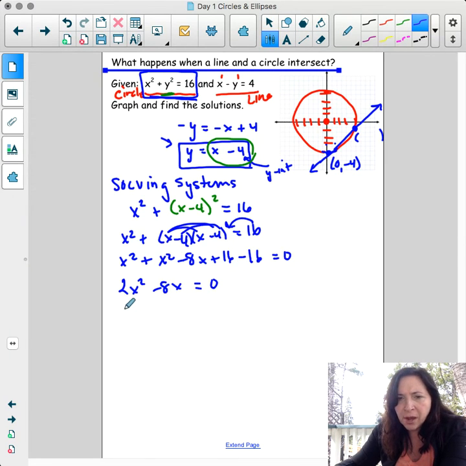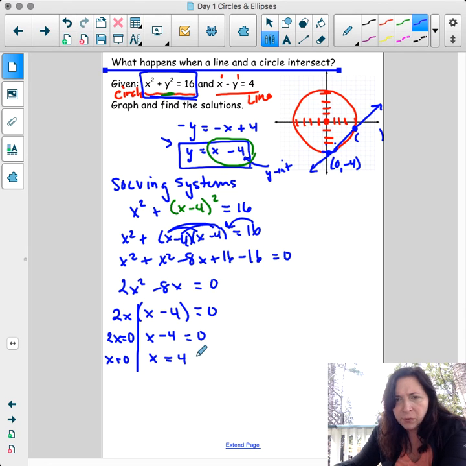I'm going to factor it out. It is quadratic. That means I am going to get two answers. I'm going to factor out a 2 and an x. And in that case, I'm going to get an x here minus 4 is equal to 0. I'm going to split this up. I'm going to set both factors equal to 0. So 2x equals 0, and x minus 4 is equal to 0. I get x equals 0, and I get x is equal to positive 4.